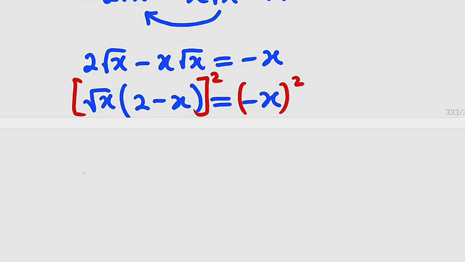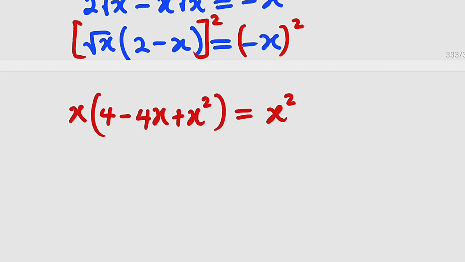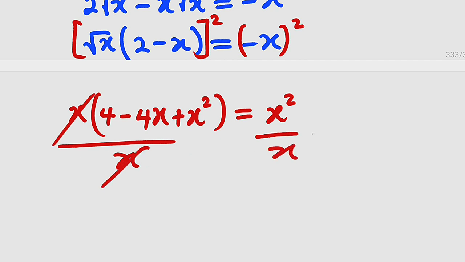Square root of x squared will give us x. So let's expand this one. We take the first term and square that, that is 4. 2 squared is 4. Minus 2 times 2 times x, that is 4x. Then negative x squared is x squared positive. The whole of this is equal to x squared. We know x is not equal to 0, so we can divide both sides by x. If you divide this by x, you divide this by x, this x will cancel this x, and this will go into this one time.